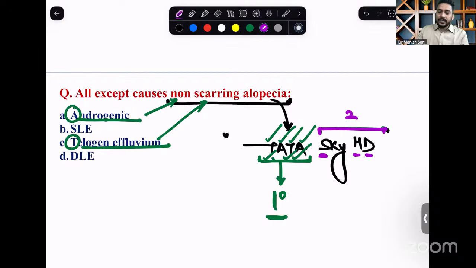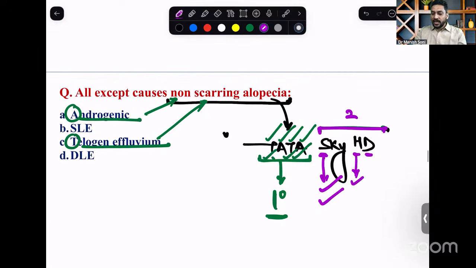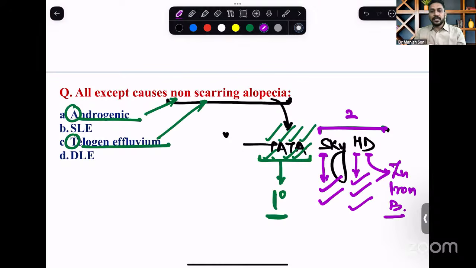Like these secondary causes generally start with alphabet S, H, and D, like SLE, like secondary syphilis where moth-eaten alopecia is seen, then hypothyroidism, hyperthyroidism, and hyperpituitarism. Then certain deficiencies like deficiency of zinc, iron, biotin, all these can also cause non-scarring type of alopecia. So these are the 5 alphabets which you have to remember. And if any of these options are starting with these 5 alphabets, they are examples of non-scarring alopecia. So these alphabets are A, T, S, H, and D.